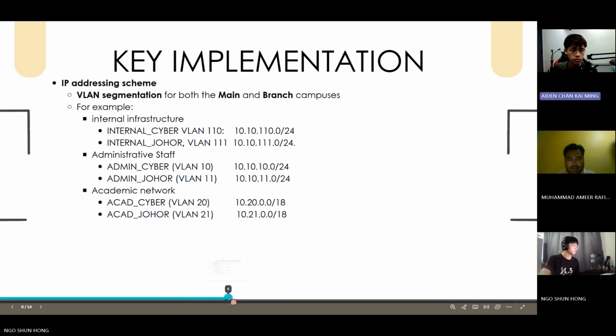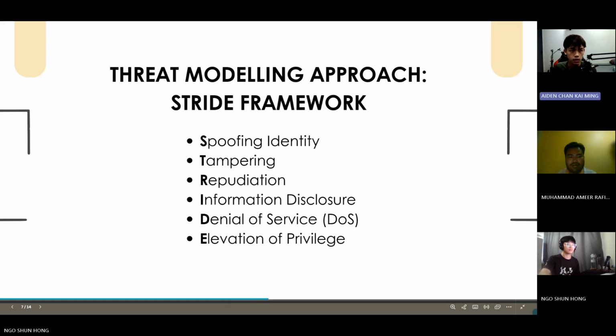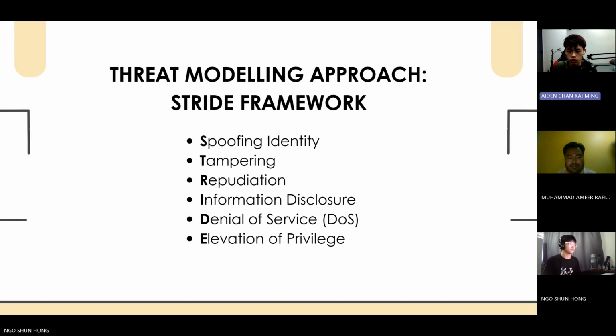Hello sir. I am the network security analyst for this team. Basically our threat modeling approach uses the STRIDE framework, which stands for spoofing, tampering, repudiation, information disclosure, denial of service, and elevation of privilege. We basically apply this framework across all of our critical network components, from inter-campus links to our wireless infrastructure, to get a comprehensive view on it. Next slide.